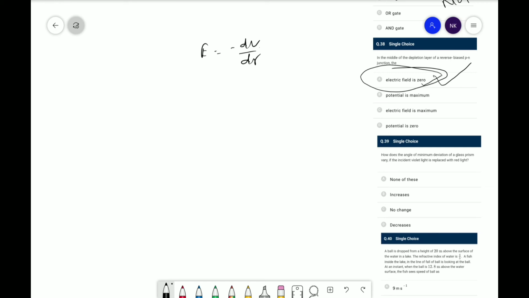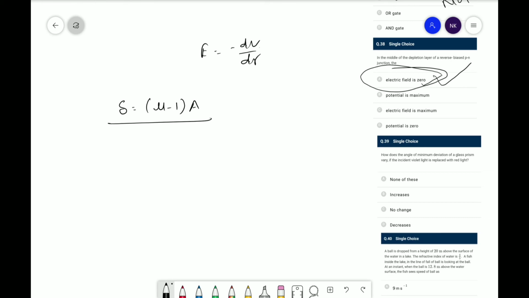Here you can understand that VIBGYOR. So in the form of VIBGYOR, we are talking about the deviation. Deviation can be defined as delta = (mu - 1) A, where A is the angle of the prism. What will happen if you replace red light with violet light? It can increase, decrease, or stay the same. What should happen here? The correct answer is that it decreases.